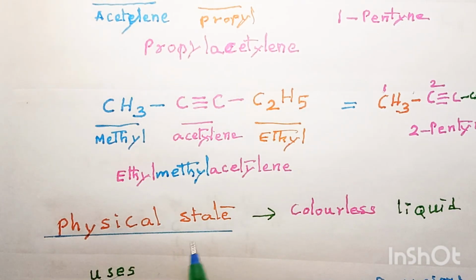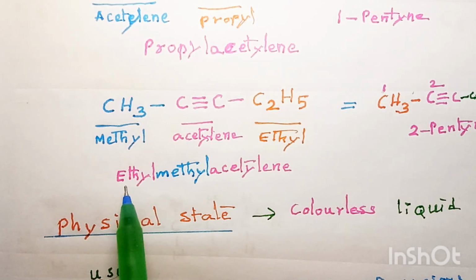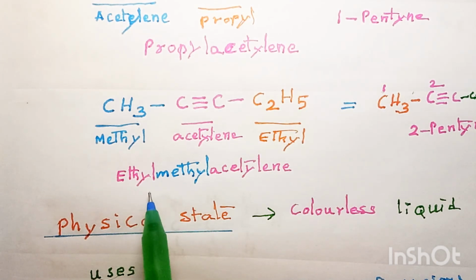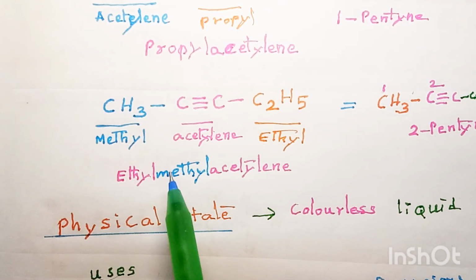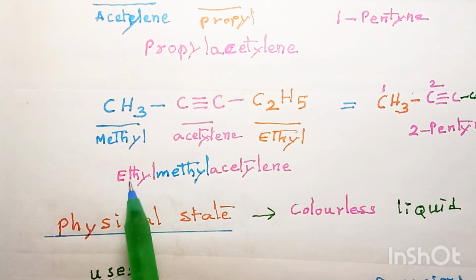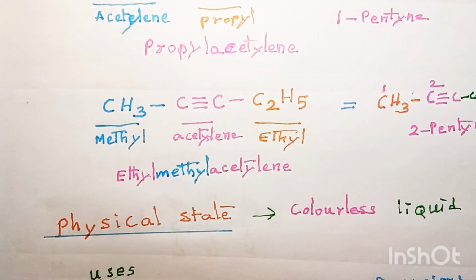We cannot call it that because as per IUPAC nomenclature, alphabetical order should be followed for substituted groups. E comes first, then M. So it is ethyl methyl acetylene.